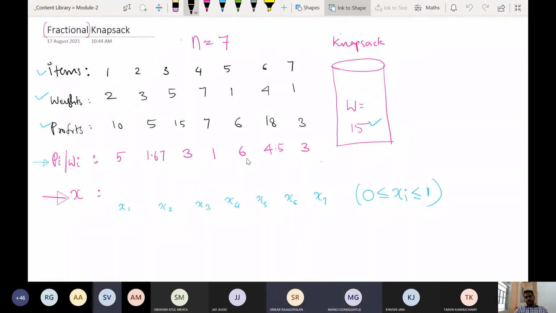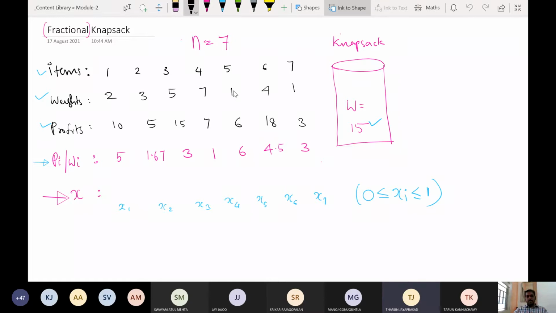Item number 5, the fifth item. The profit by weight value is 6. And what is the weight of that item? Now, what we are doing is just the implementation of the algorithm. We are actually illustrating the algorithm. The same thing, if you encode into a C program or Python program, it will be done. So we first locate the highest profit by weight value, which is equal to 6, and the corresponding item is item number 5. And what is the weight of item number 5?